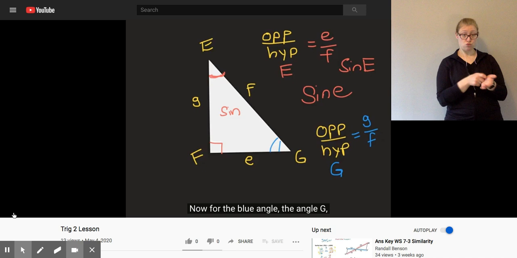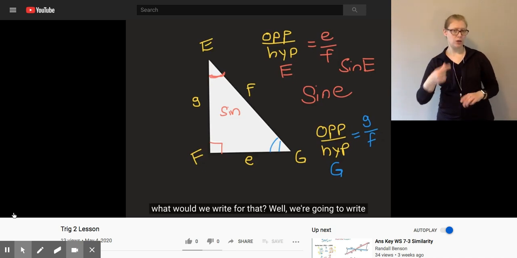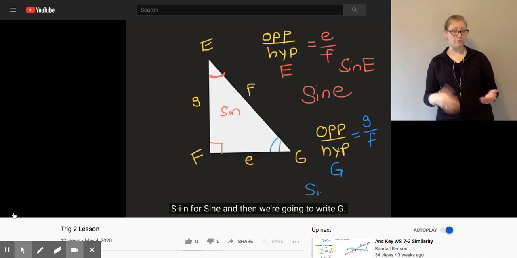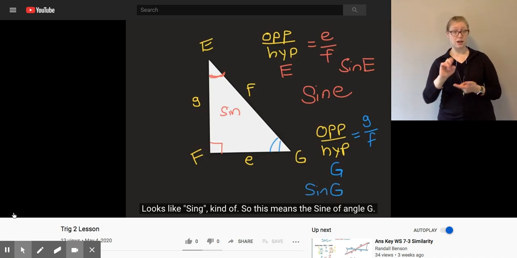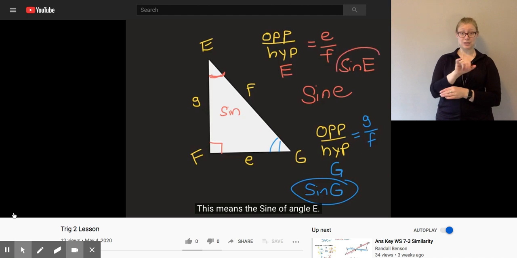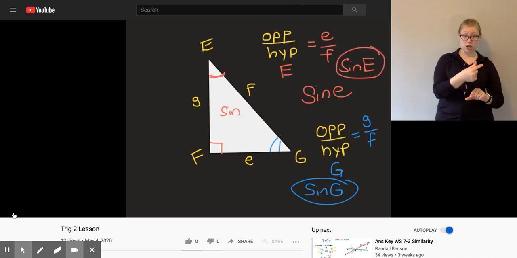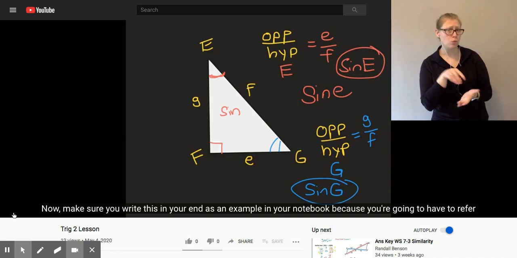Now for the blue angle, the angle G, what would we write for that? Well, we're going to write S-I-N for sine, and then we're going to write G. So it looks like sing, kind of. So this means the sine of angle G. This means the sine of angle E. Now make sure you write this example in your notebook, because you're going to have to refer back to this.